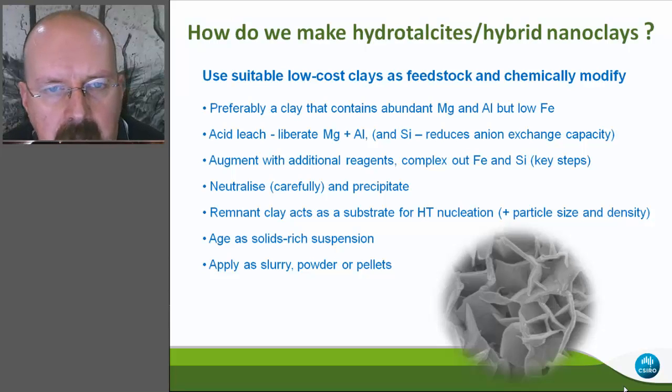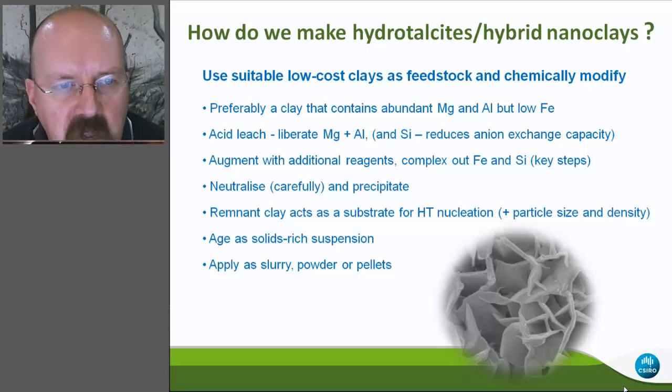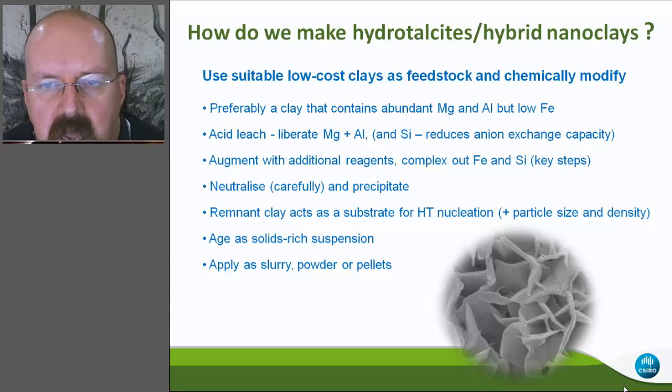We acid leach those clays. We tend to liberate at least part of the magnesium and aluminium, which is important in the formation of the hydrotalcites, but we also often liberate substantial silica. Now that's important because that can actually partition into these hydrotalcites and reduce the subsequent ion exchange capacity for phosphate. During the manufacturing process, we augment these clays with additional reagents, and we also complex out iron and silica, and they're key steps to actually making a high anion exchange or high phosphorus capacity hybrid nanoclay.